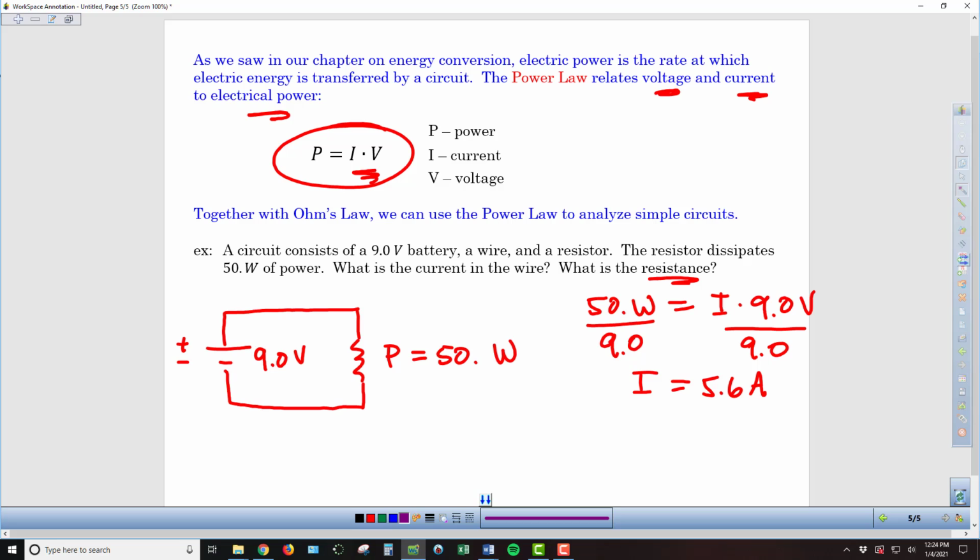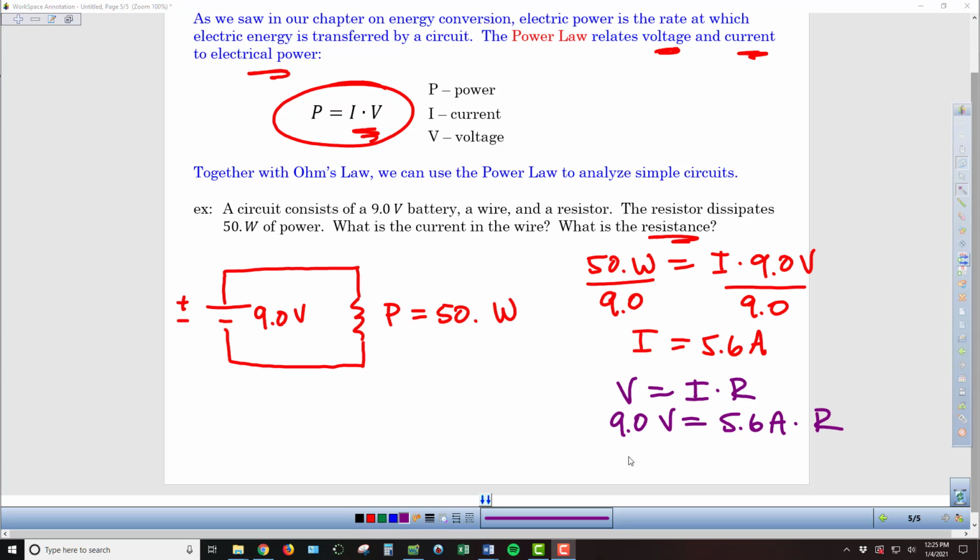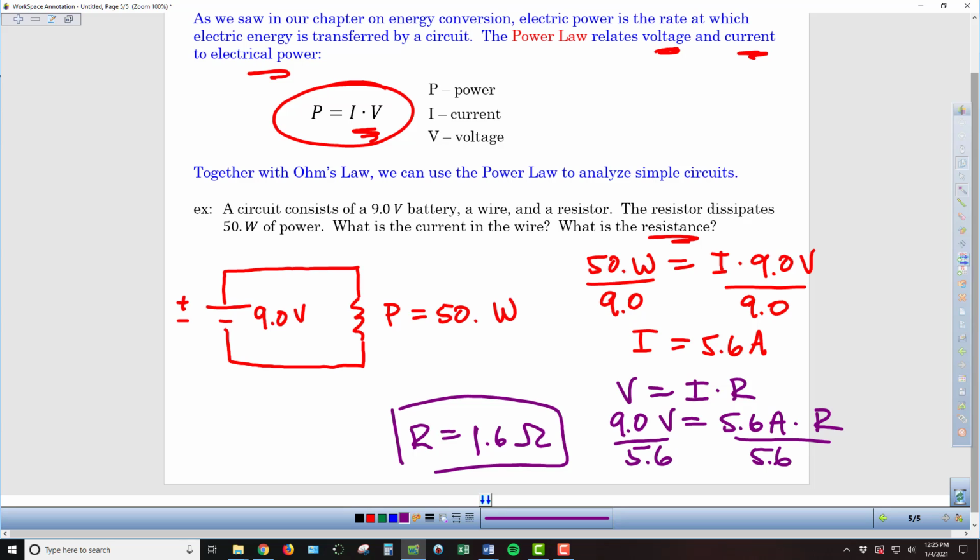Well, for that, we can use Ohm's law. So that's our V equals I times R. We still have the same voltage of 9 volts equal to our current that we just found, 5.6 amps, times our resistance. If we scroll down a little bit, we can divide both sides by 5.6, and we'll end up with a resistance of 1.6 ohms, again sticking with our 2 significant figures.